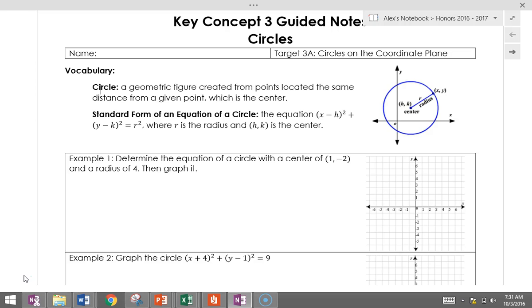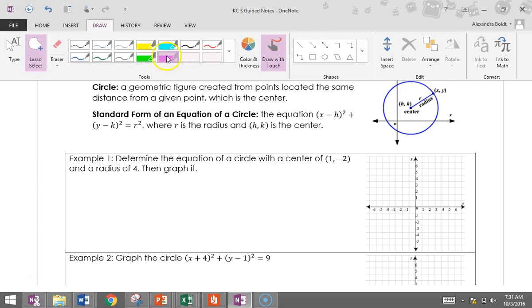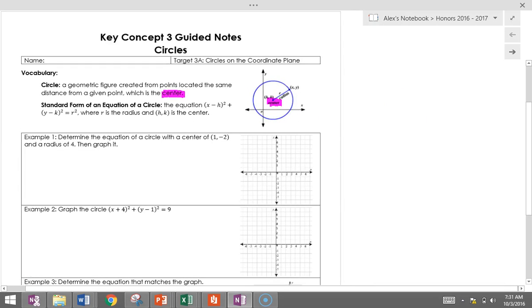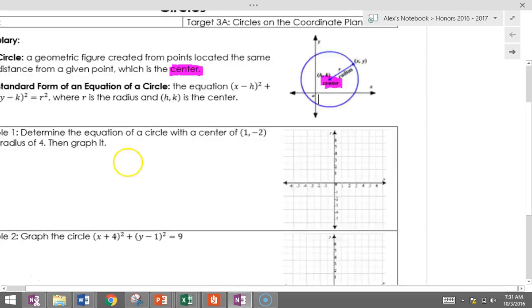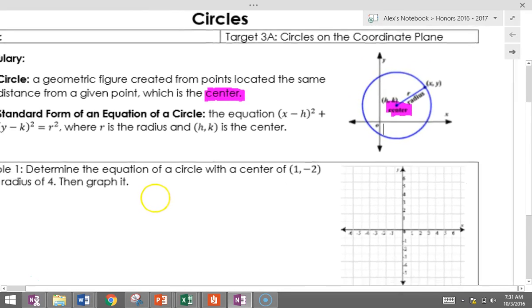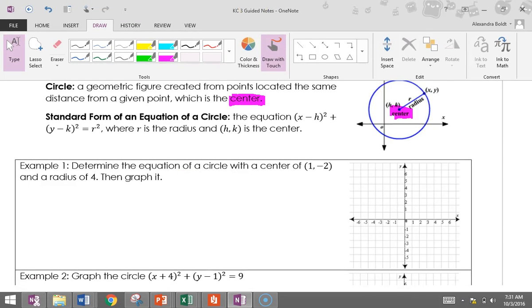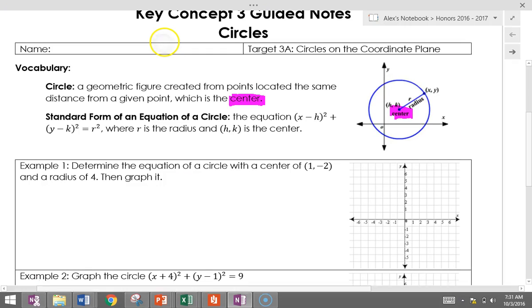A circle is simply a geometric figure created from points located the same distance from a given point, which is the center. Right? So our center is always kind of our starting point of a circle. We always have to find our center. And then every point on our circle is some distance away. So this is our distance away.